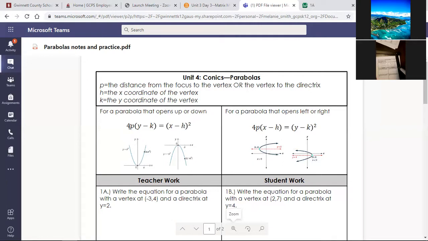You're going to use this formula. 4p is going to be multiplied by the y set of parentheses, and the x set of parentheses is going to be squared. For a parabola that opens left or right, meaning that its axis of symmetry is a horizontal line, those two things are just going to switch. The 4p is going to be multiplied by the x parentheses, and the y parentheses are going to be squared.